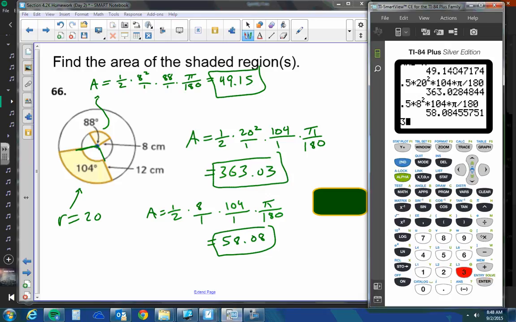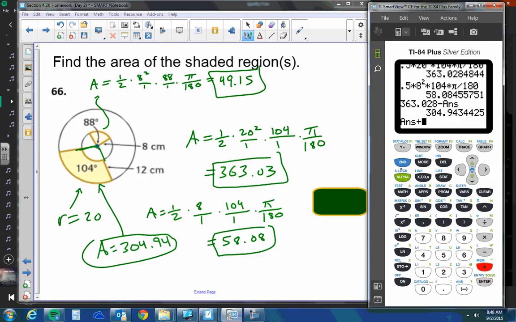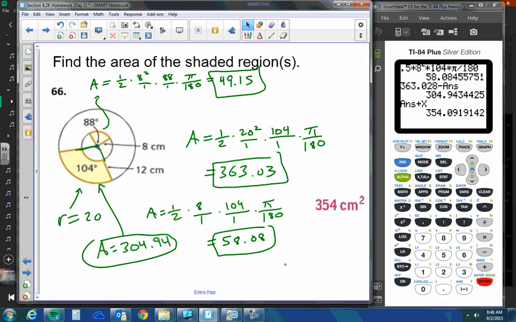And I forgot to store the 363. It's not a big deal. But you do want to avoid rounding errors, so you're going to have to type it in. Type in more decimal places than you want in your final answer. And I had the 58 there, so I will do second answer for that. And so yeah, this area turns out to be 304.94. I stored the first area in X, so I'm just going to do plus X. And you should have that. I would have preferred the nearest tenth.